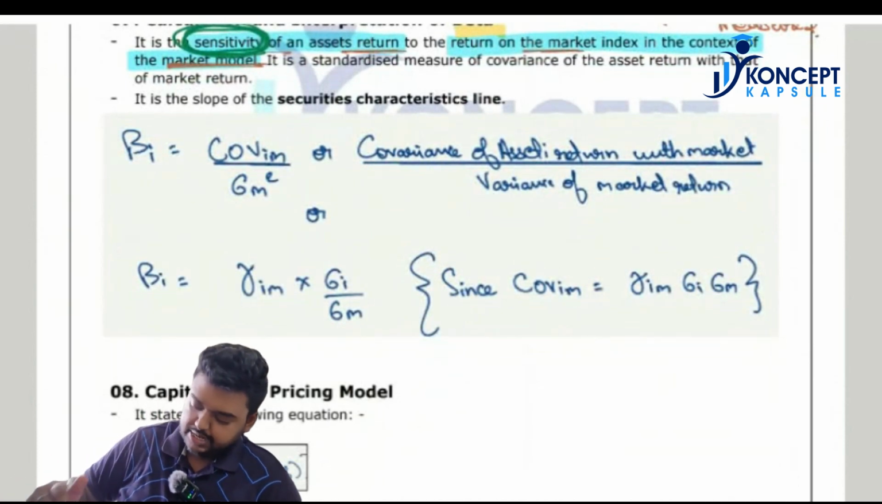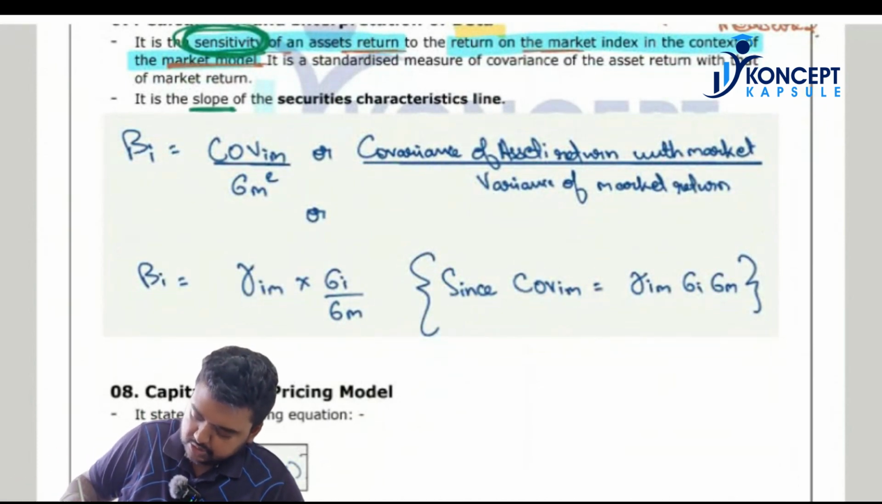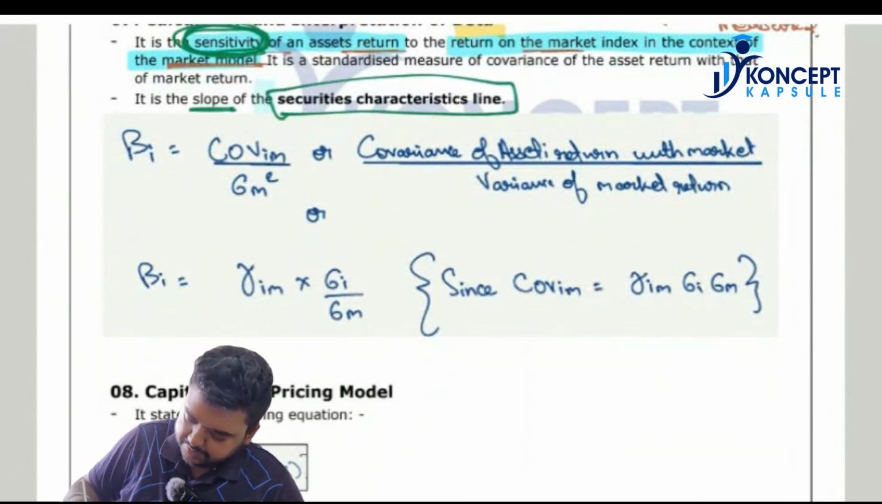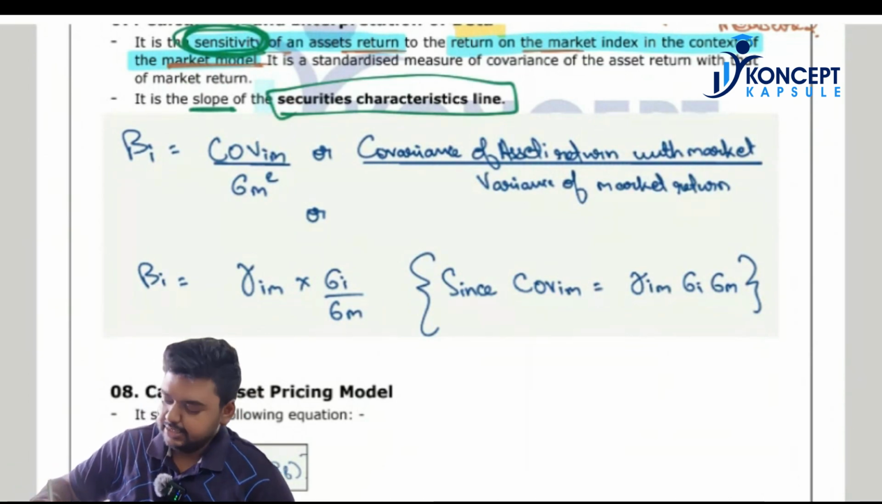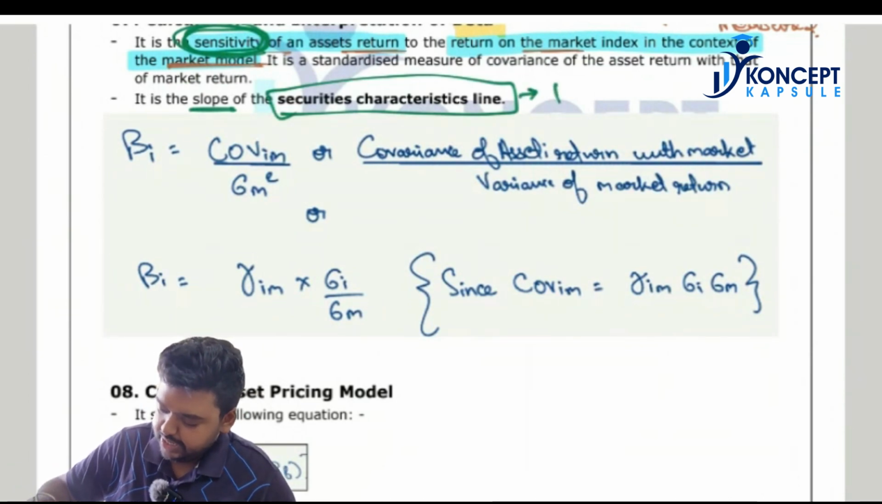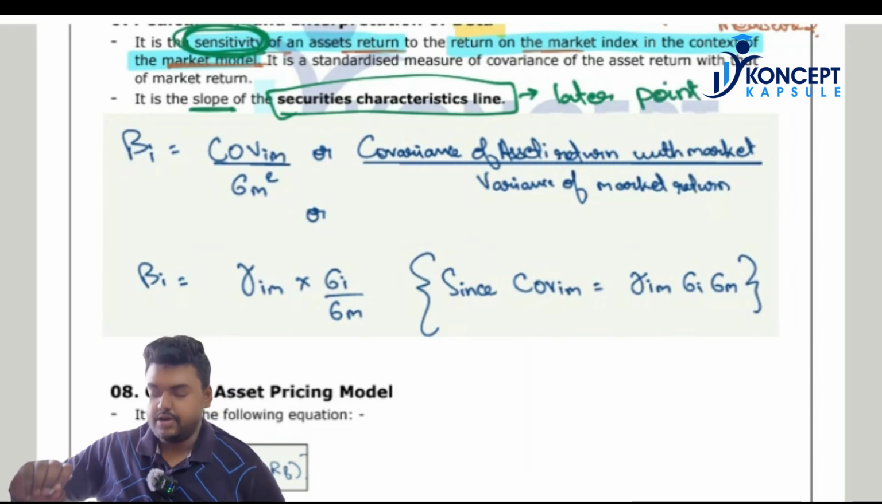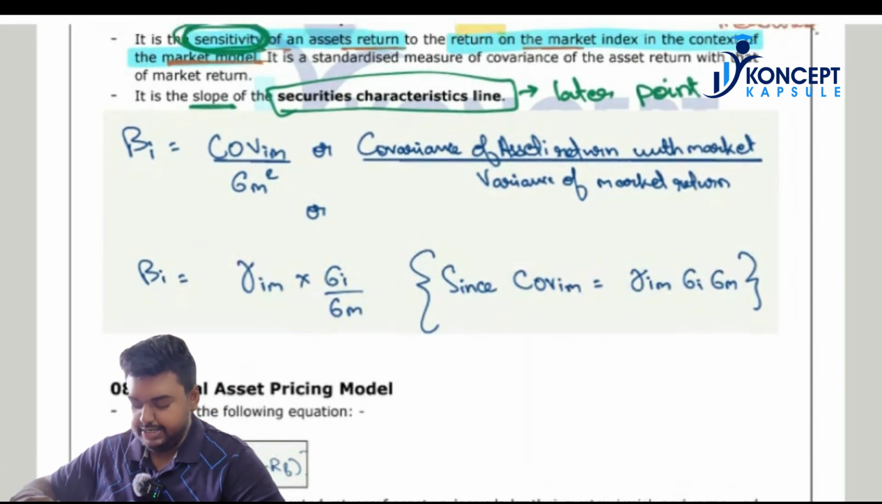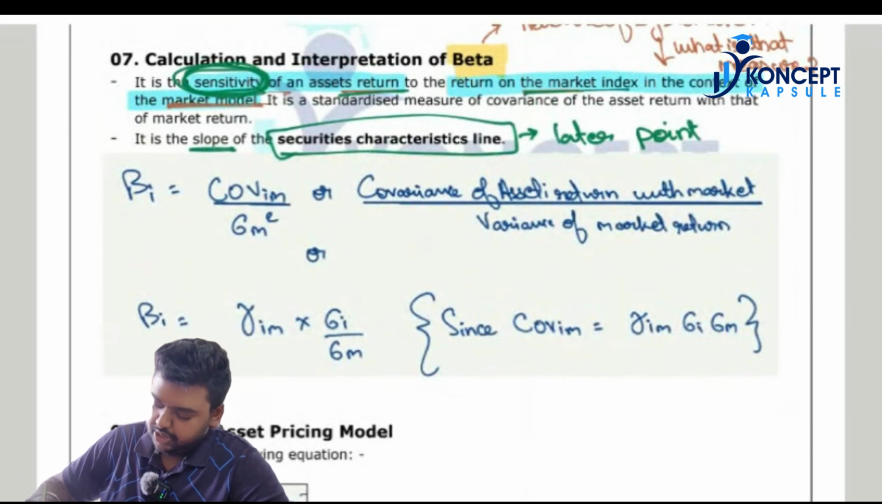Again, another point to understand is that this is the slope of the security's characteristic line. What is the security characteristic line? We will do it at a later point. It is the sensitivity of asset return to the return of the market.